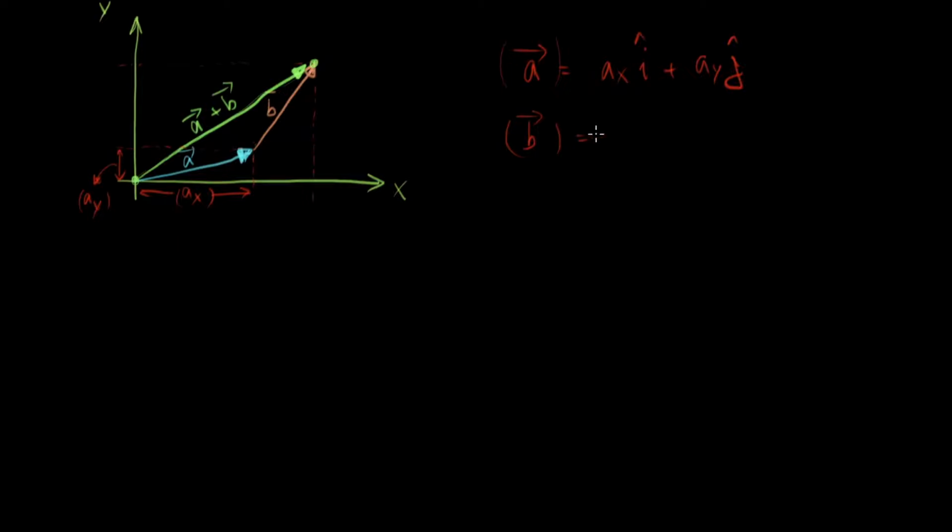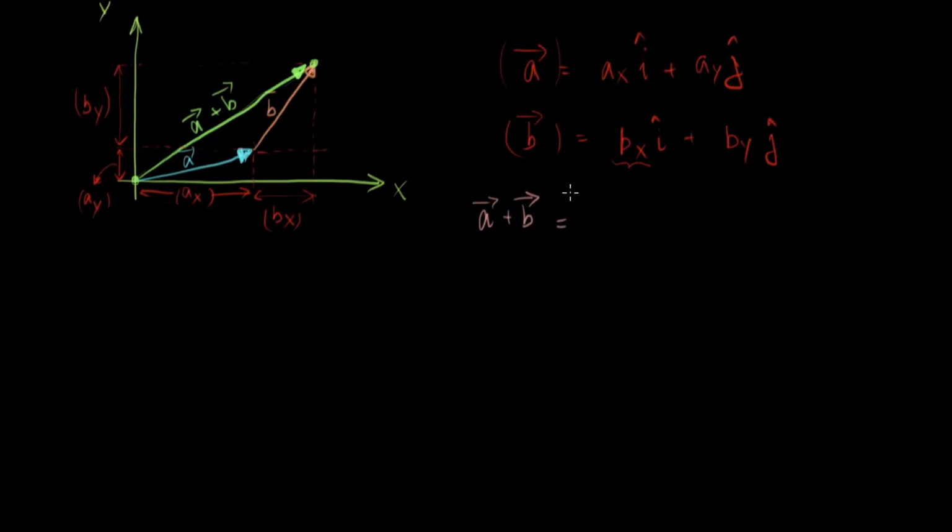Similarly, vector B would be b sub x i cap plus b sub y j cap. That means if I want to go from the tail to the head of B vector, I must travel first in the x direction a distance b sub x. So this here should be b sub x. And then in the y direction, this length there must be b sub y. All right, so if you have A and B written as so, then what would be A plus B vector?